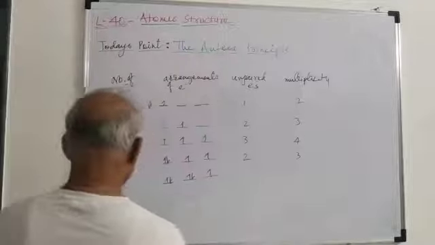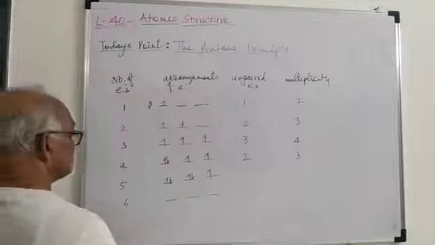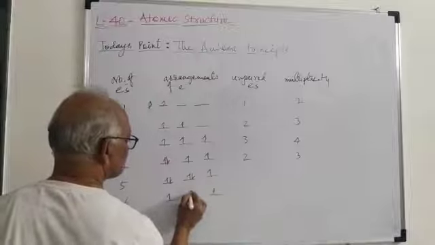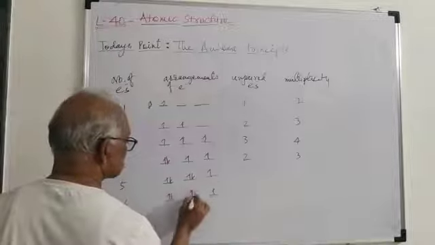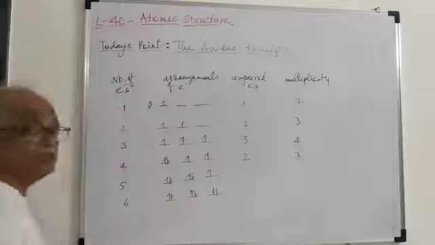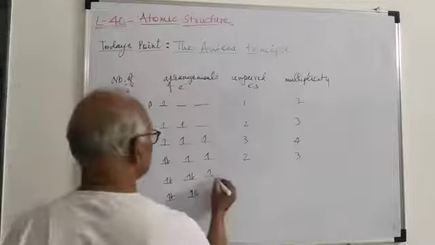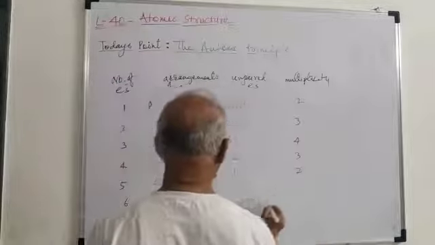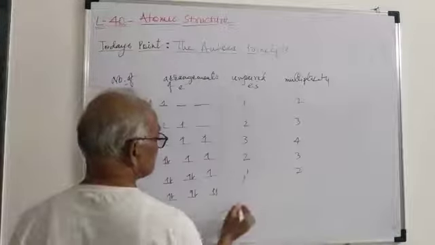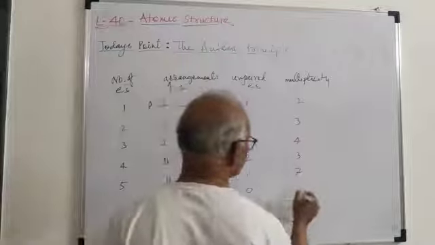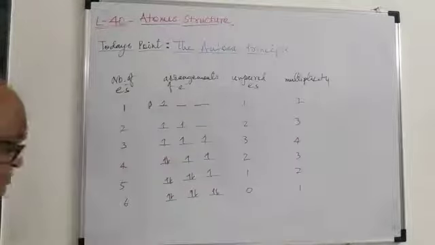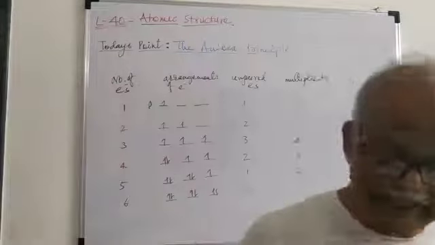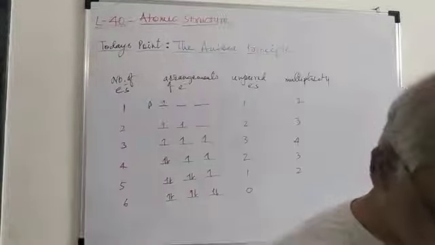So the 6 electrons are shown here. First 3 electrons will go with the same spin. Next 3 electrons will go into each orbital with opposite spin. Now in this case, the number of unpaired electrons is 1 plus 1 gives 2. And in this case, the number of unpaired electrons is 0 plus 1 is 1. So in this way, multiplicity varies with the number of unpaired electrons available.